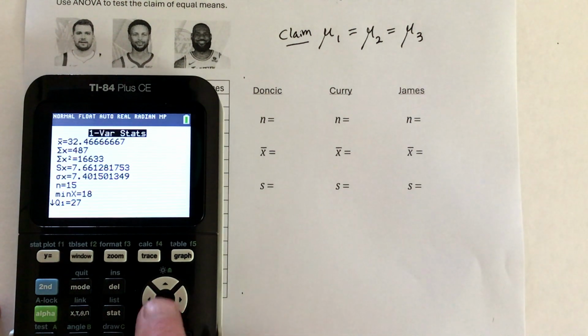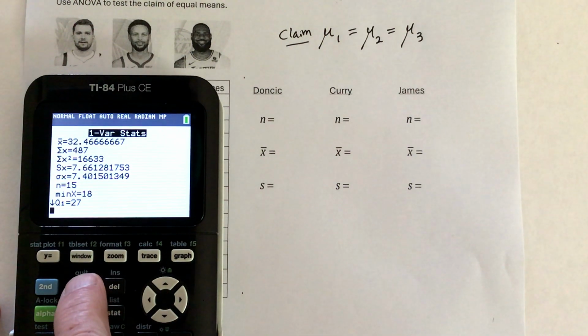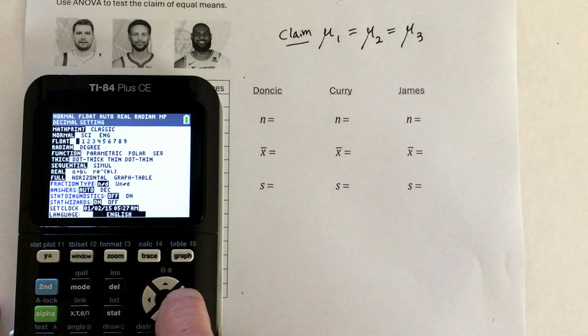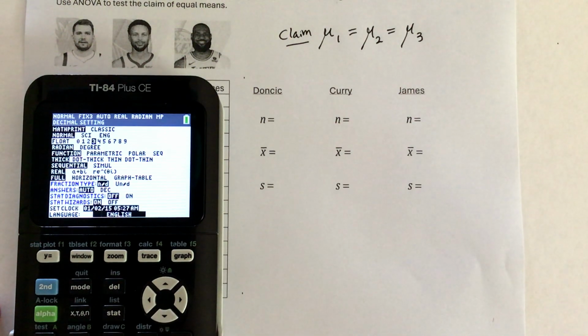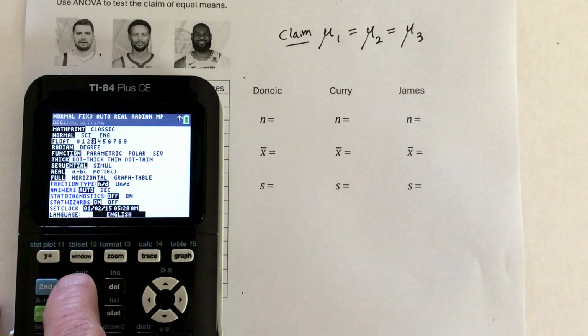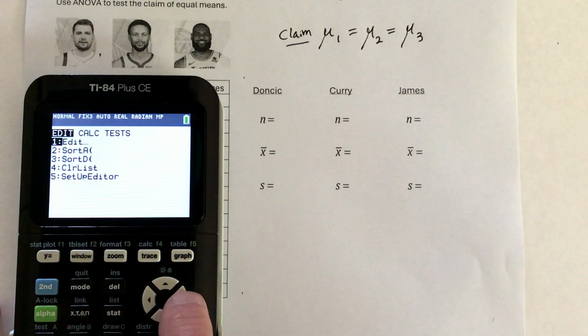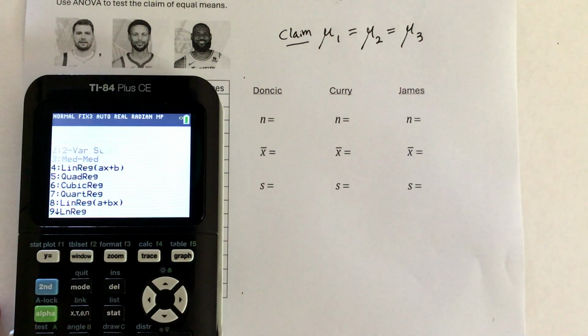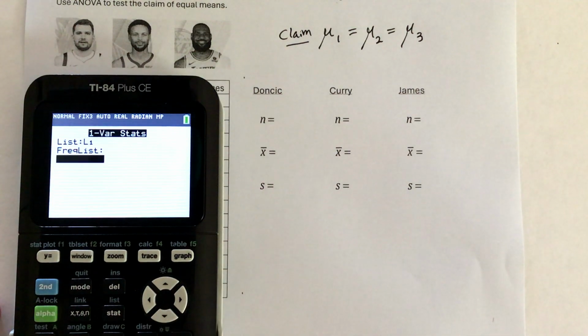So this calculator is showing a whole bunch of decimals. I think I'm just going to use 3 decimals. So let me just go to the mode and then change this to 3 decimals. Put second quit and then do it again. Stat, calculate the 1 variable statistics for player number 1.